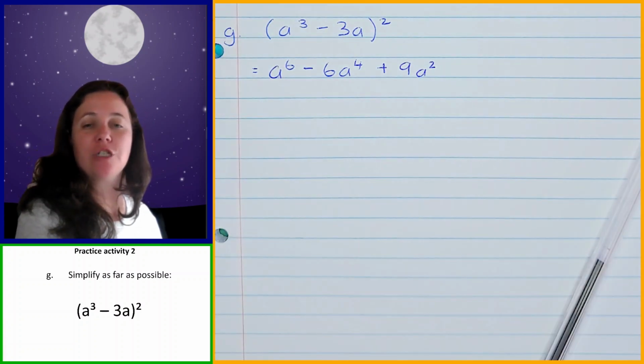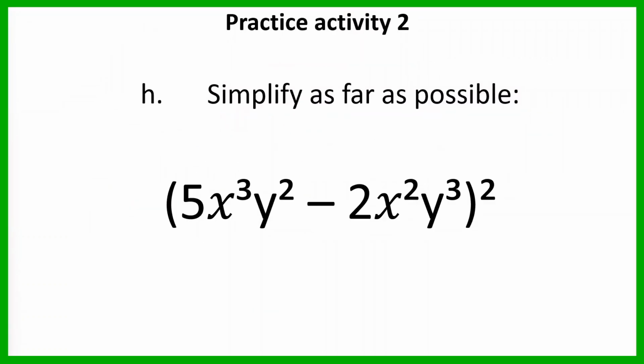Okay, now we're going to go on to question H. Here we've got (5x cubed y squared minus 2x squared y cubed) in brackets squared. I'm going to give you 1 minute for this question.